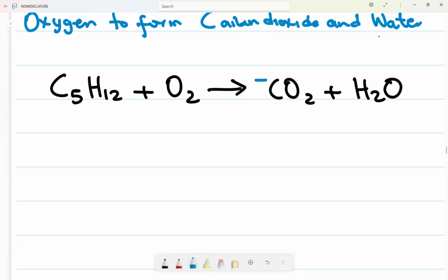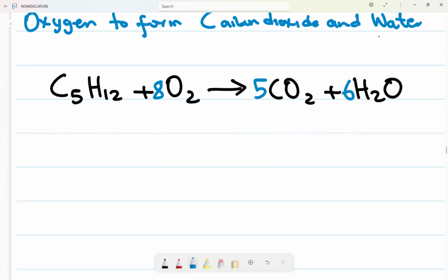5 carbons, I need 5 carbons here. Then hydrogen, 12. In this case, there are 6 of them. So when I count, it's 5 multiplied by 1, which is 5 carbon. 6 multiplied by 2 is 12 hydrogen, balanced. Now when I count my oxygen, it's 5 multiplied by 2, which is 10, then 6 multiplied by 1, which is 6. That gives me oxygen 16. In this case, I have 2, so 16 divided by 2 is just 8.